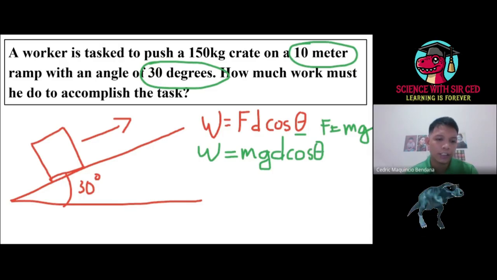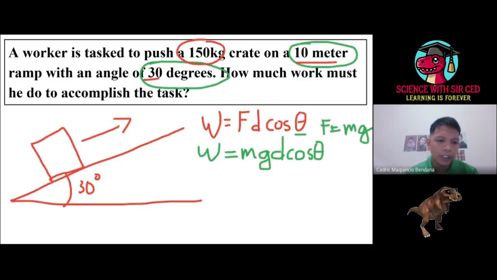Now, let's make sure that everything is prepared. Do you have mass? Yes. Do you have gravity? Yes. Do you have displacement? Yes. Do you have angle? Yes. So everything is prepared. Okay, everything is prepared.